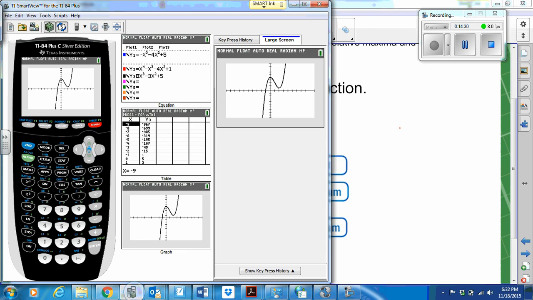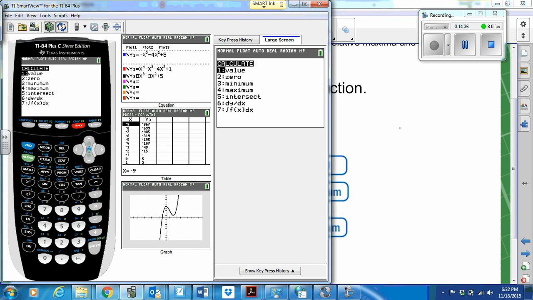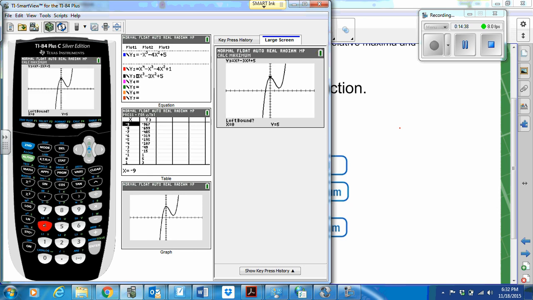Now, just to go through and calculate these for sure, go to second calculate. So let's do the max of it first. So we'll go to the left of it, and we'll go to the right of it. And the third time we hit enter, it'll tell us that that maximum value is 5. And let's calculate the minimum value now.